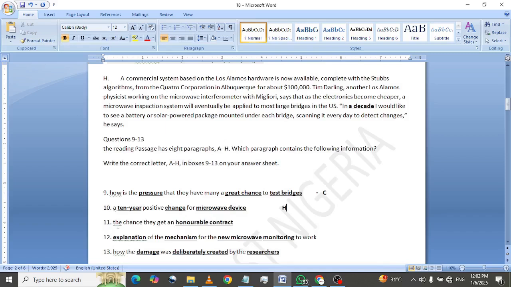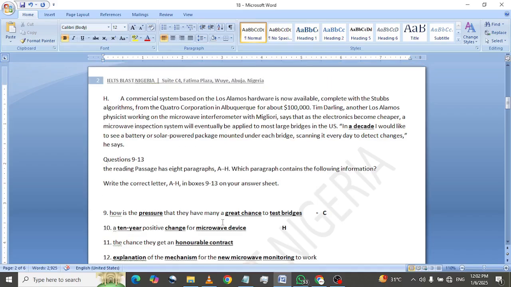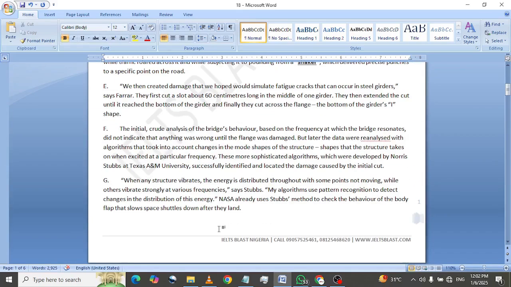Now let's take a look at number 11. The chance they get an honorable contract. Okay. Now if you look at this information, what does it mean? The chance they get an honorable contract. This can also mean that they might approve the project. They might see the positive side of the project. And there's a high tendency that we are not likely going to see this word. Instead, we are going to see something in line with it.